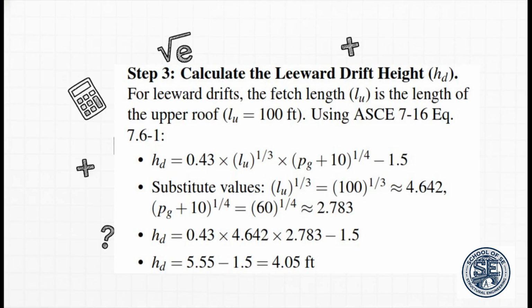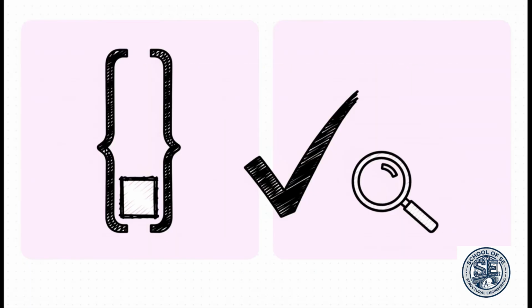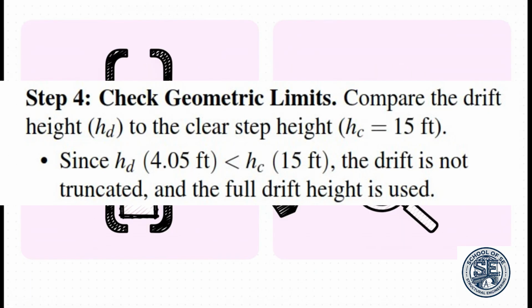The cubed root of 100 is about 4.642. The 4th root of 60 is roughly 2.783. Multiply all that out, you get 5.55, subtract the 1.5, and we arrive at a theoretical drift height of 4.05 feet. Step 4 is our geometry check. This is where the math meets physical reality.